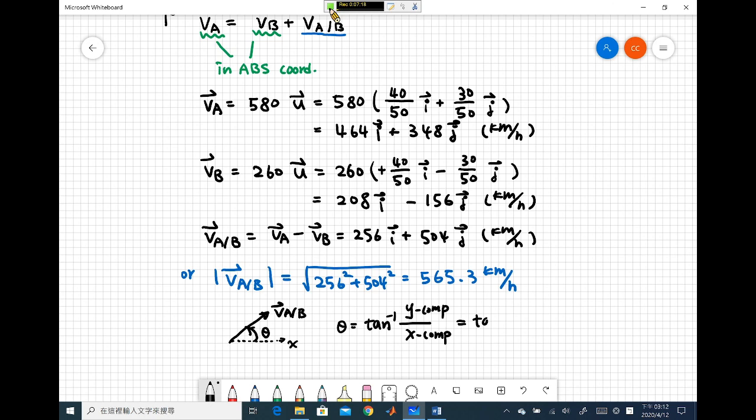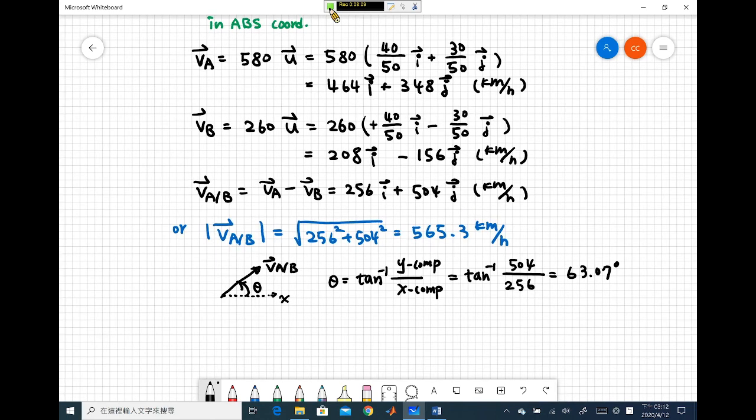So it will be your arctangent of 504 divided by 256. Okay. Then, check, it will be 63.07 degrees. Okay.